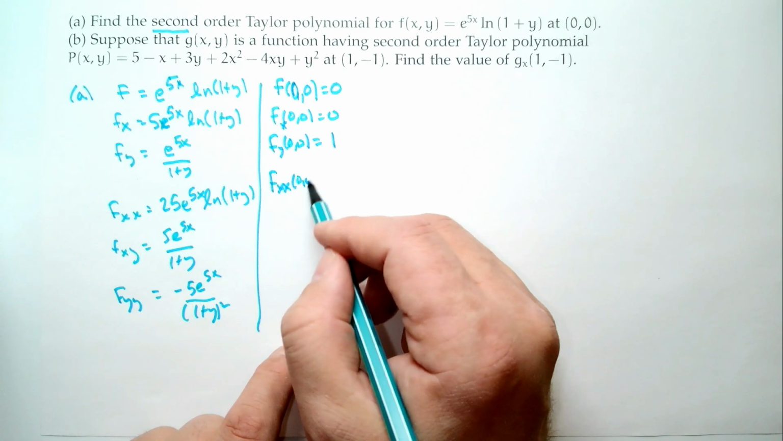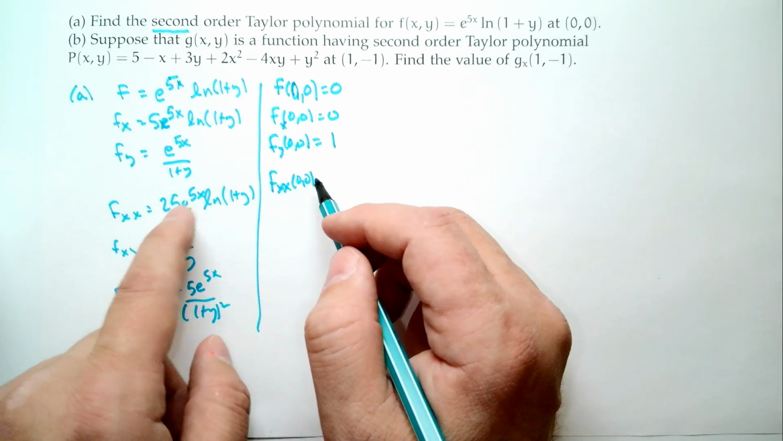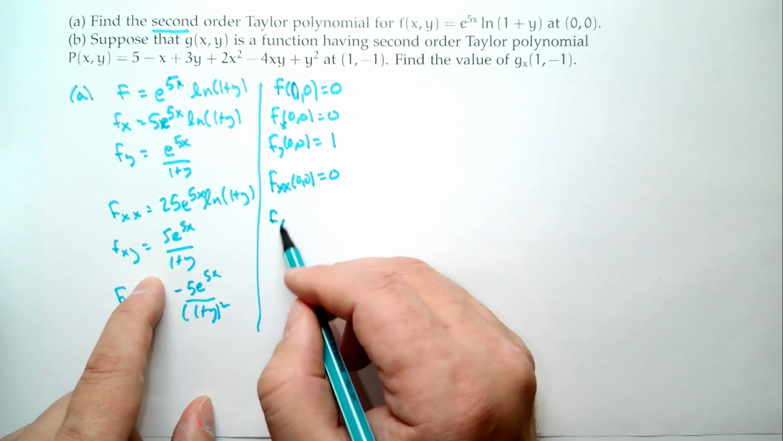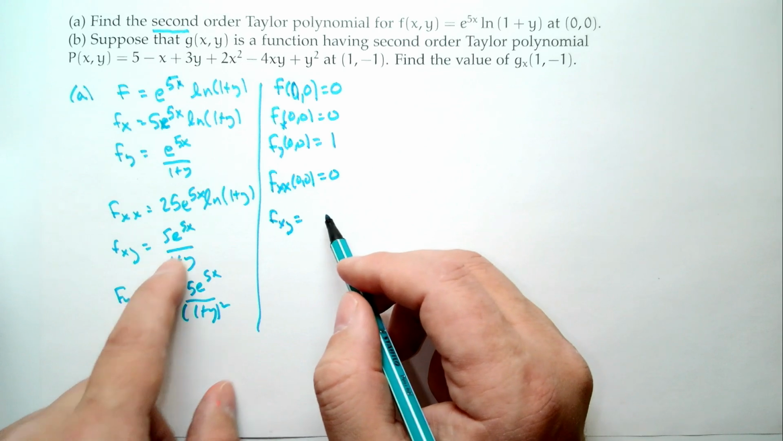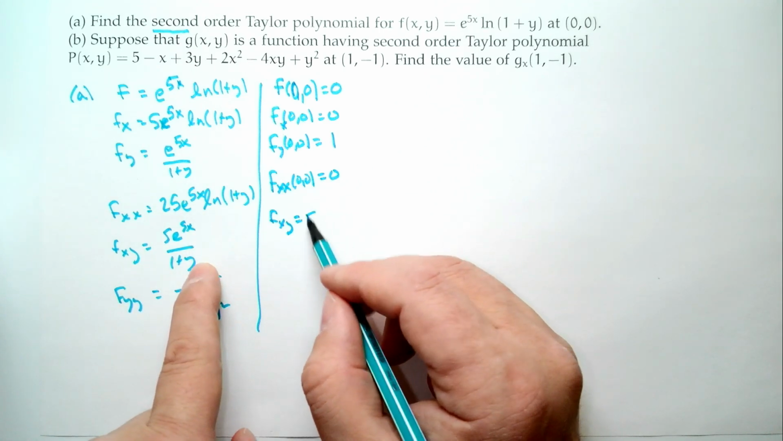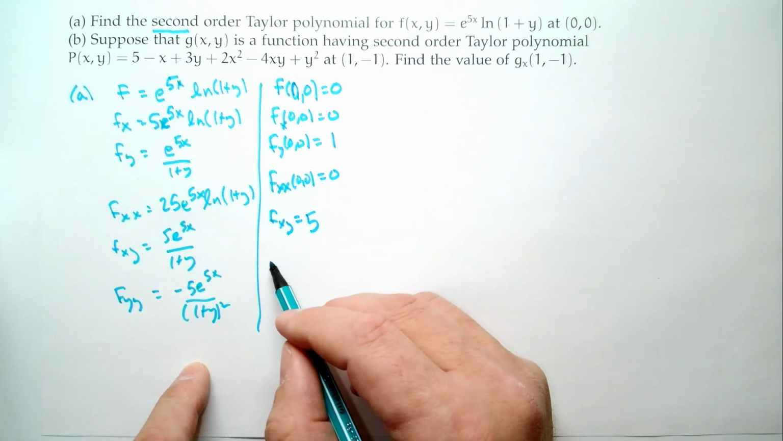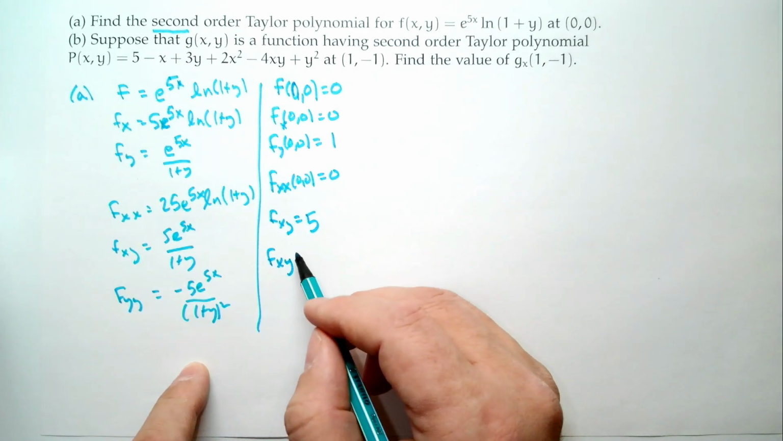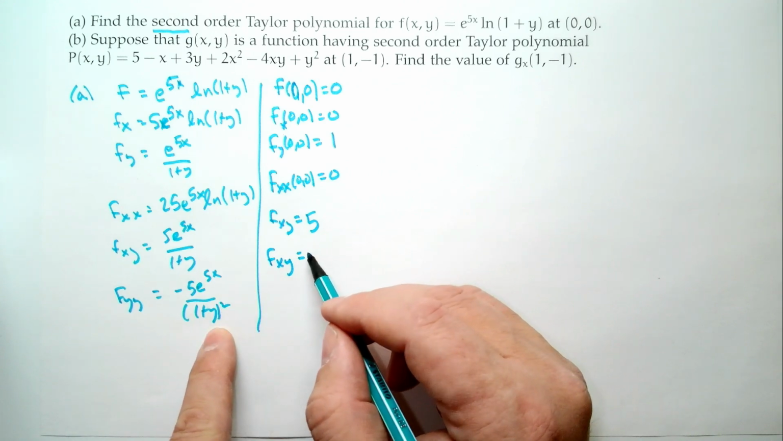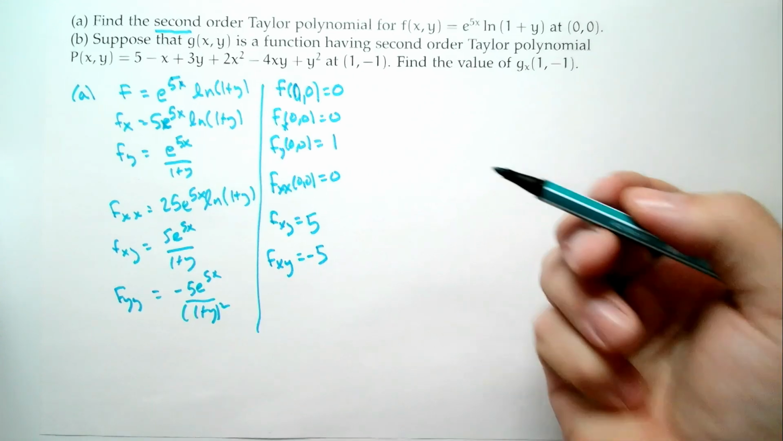Fxx at 0, 0. Well, 25 times 1 times 0. 0. Fxy. Well, what is that? It's going to be 5 times 1 over 1 plus 0, which is 5. And fyy will be negative 5 times 1 over 1 squared. Negative 5.